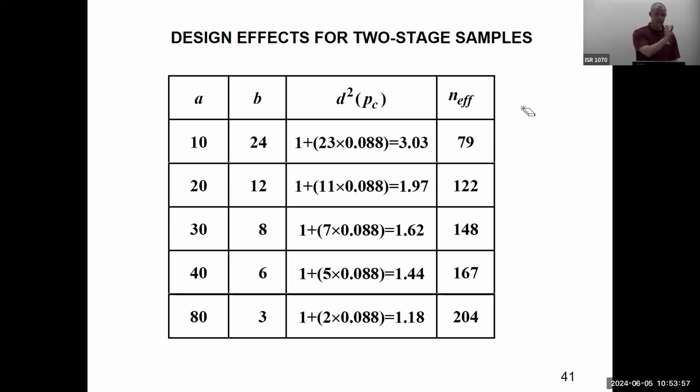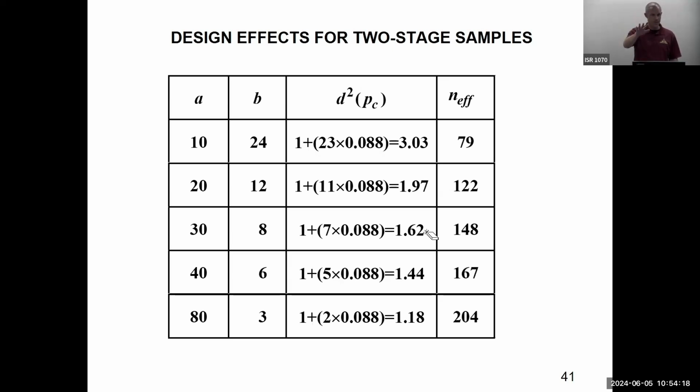But the ideal thing would be to make a trade-off. Again, cost versus variance. Probably we're going to end up somewhere in the middle in terms of the overall design choice. Maybe 30 clusters, 8 kids to measure per cluster, a moderate effective sample size. But these are the discussions that have to go on.